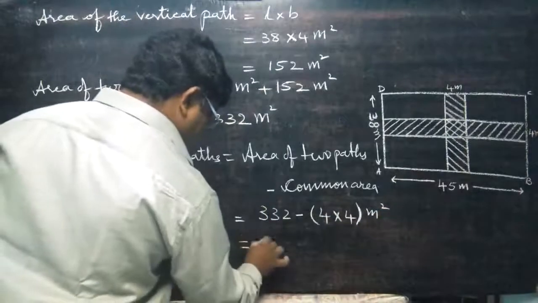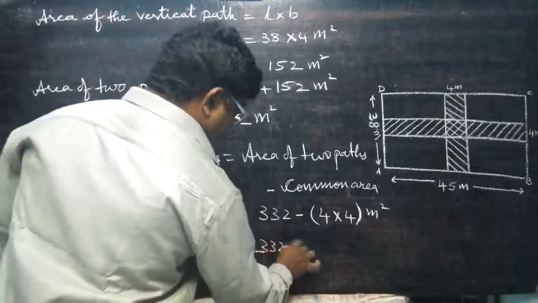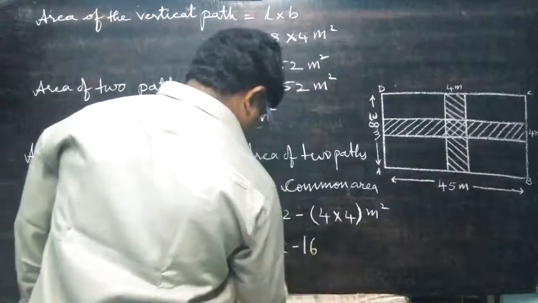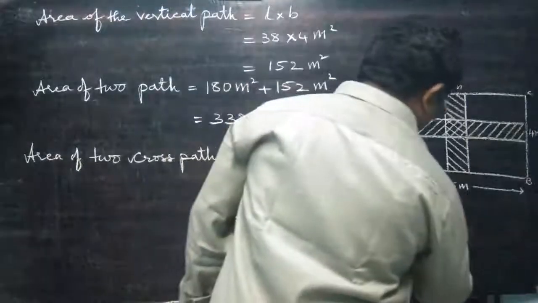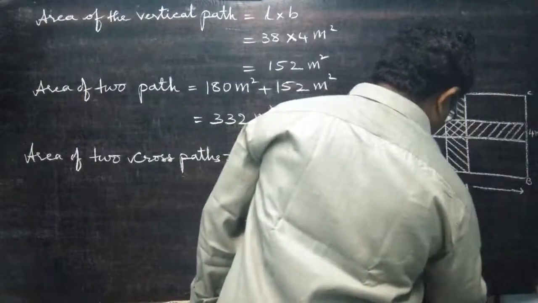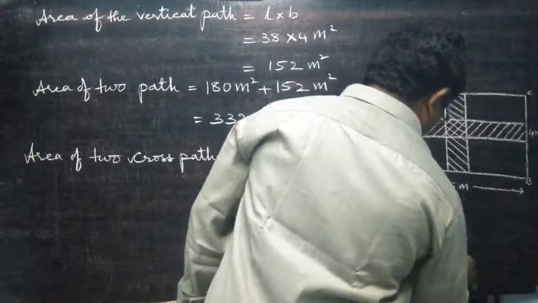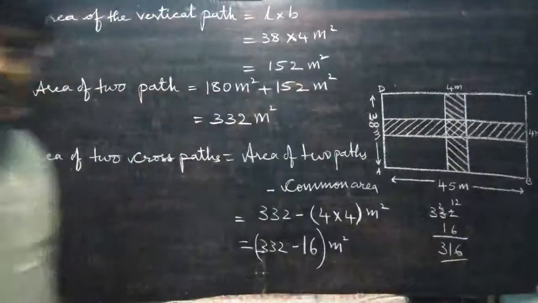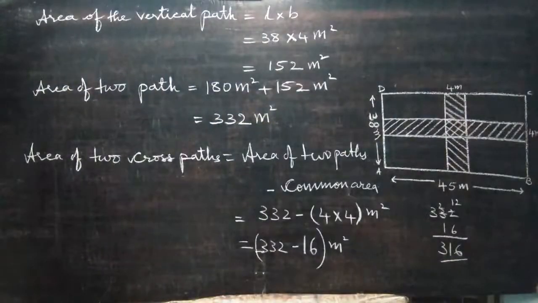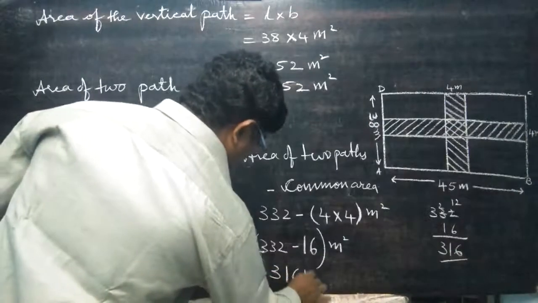So 332 minus 4 fours are 16 meter square. Subtract 332 minus 16. Here 2, 12. 12 minus 6 is 6. Here 1. Here 3. Answer is 316 meter square.